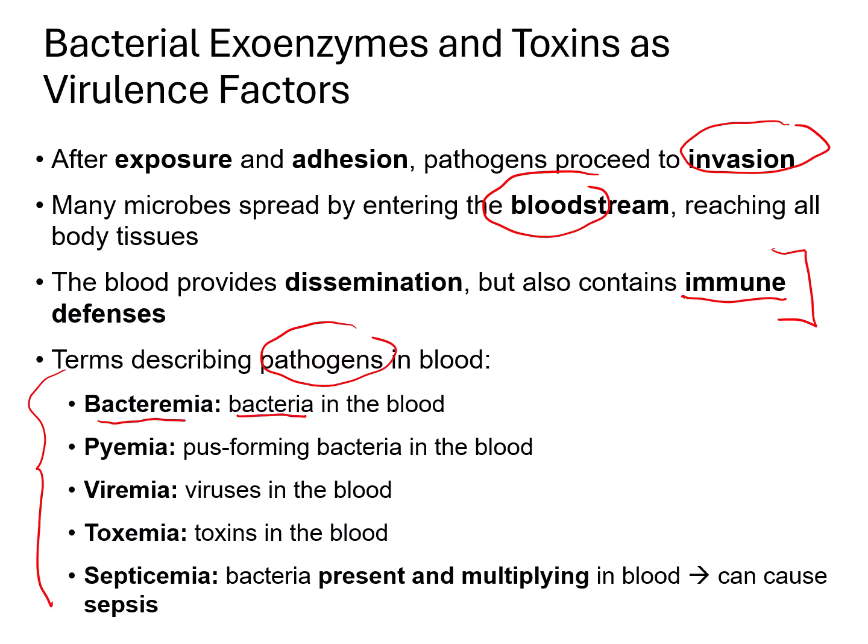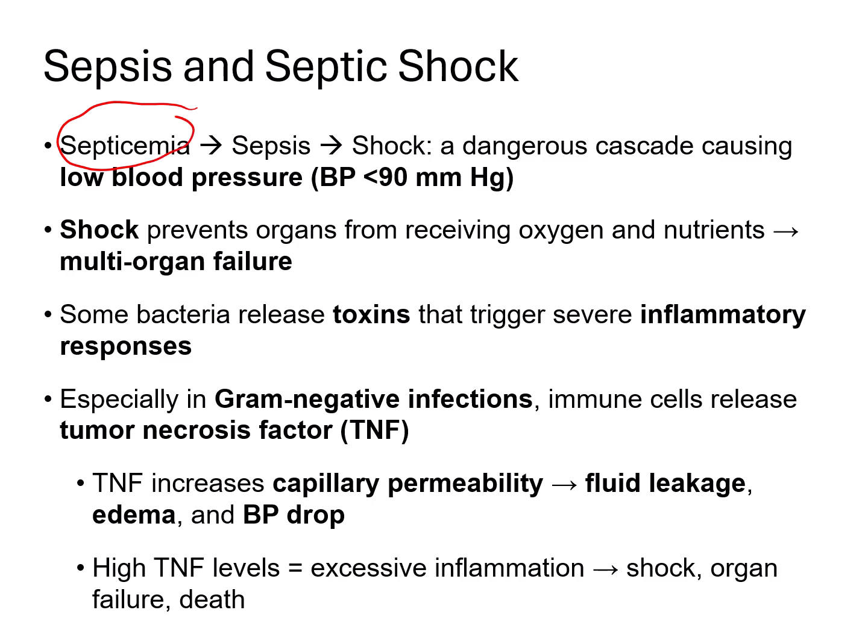Bacteremia is when we have bacteria in the blood. Pyemia is pus-forming bacteria in the blood. Viremia, we're looking at viruses in there. Toxemia is toxins in the blood. And septicemia is when bacteria are present and multiplying in the blood. This is dangerous, and it can cause a condition known as sepsis. So septicemia can lead to sepsis and then septic shock.